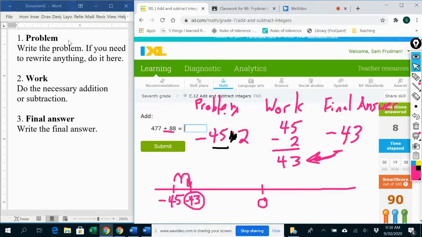Remember, do the work as all of this: problem, work, final answer. Do all of this as I've done in this video. You don't have to write the number line, but show me what you're doing on paper so I know that you didn't just get the answer off of a calculator. By all means, if you want to use a calculator just to check to see if your answer is correct, then go ahead. You can do that. I don't mind, but show me all of the writing that you're doing as well.